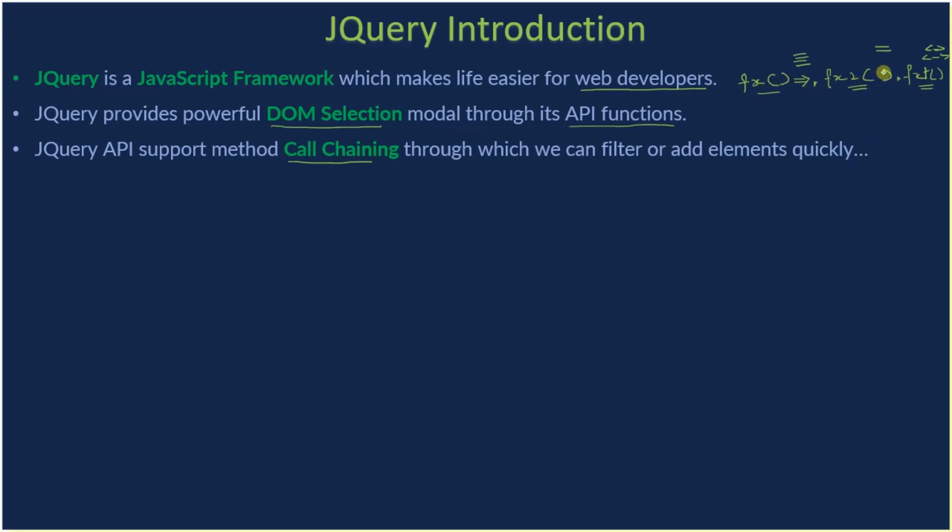A method returns a result, and on the returned result you call one more method, and on that returned result you call one more method. So this kind of chaining is possible in jQuery. Without jQuery, if you are doing it in JavaScript, you will be writing more lines of code.